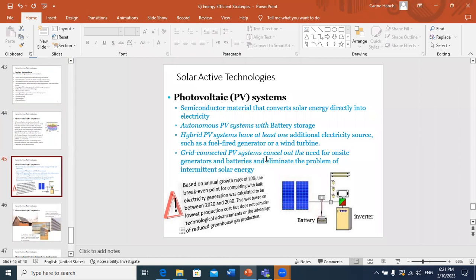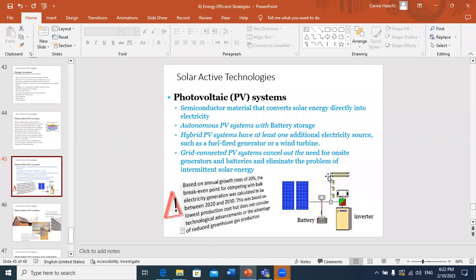Grid-connected PV systems cancel out the need for on-site generators and batteries and eliminate the problem of intermittent solar energy. We started to do this in Lebanon in some regions. We are trying to connect PV systems across the whole region, and in this way we can avoid the need for batteries, because we can distribute the energy in a more efficient way whenever we have it in excess.